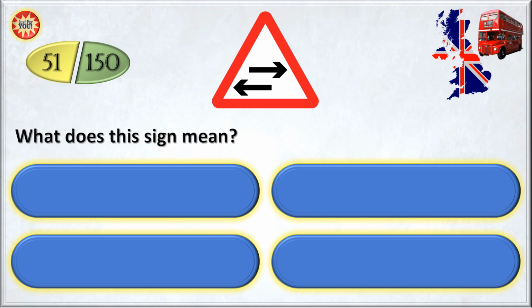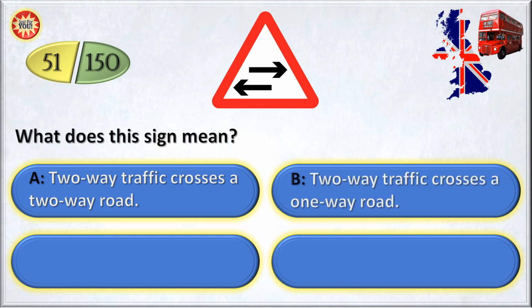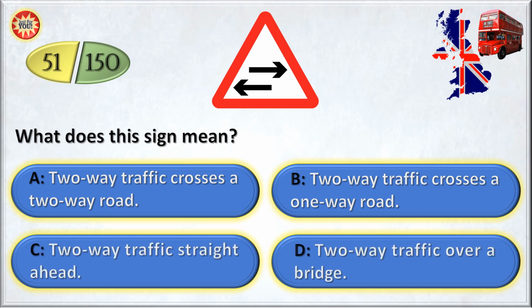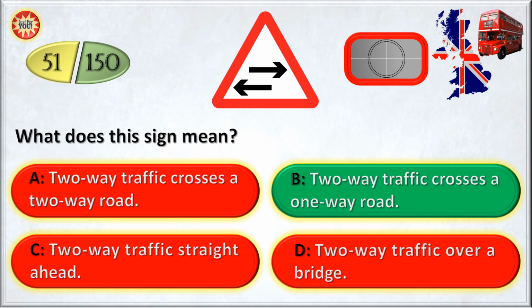What does this sign mean? Two-way traffic crosses a two-way road. Two-way traffic crosses a one-way road. Two-way traffic straight ahead. Two-way traffic over a bridge. Two-way traffic crosses a one-way road.